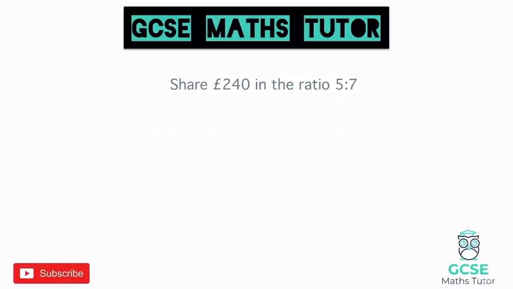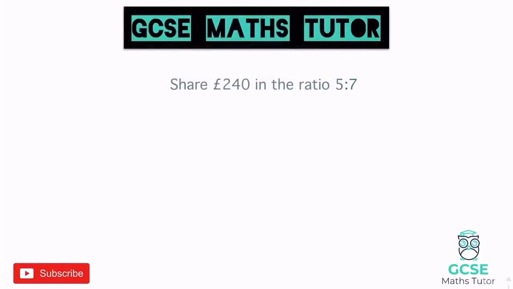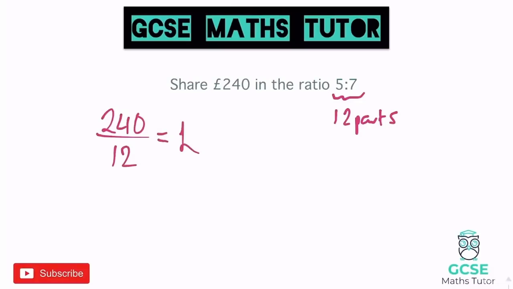Okay, so share £240 in the ratio 5 to 7. If we're splitting this in a ratio, let's have a look. We've got in total here 5 plus 7 equals 12 parts. If we split this into 12 parts, we could do 240 divided by 12. And 240 divided by 12 is 20. So in each part there's £20.